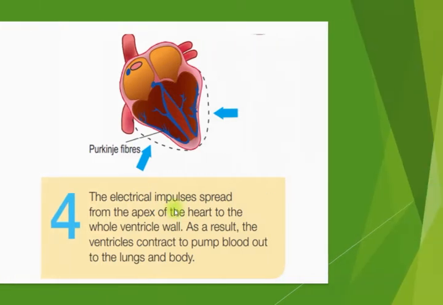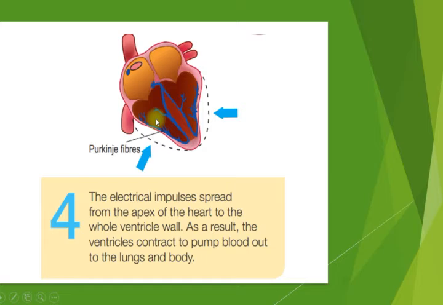Number four, the electrical impulse spreads from the apex of the heart to the whole ventricle wall. So now the electrical impulse spreads rapidly to the whole ventricle wall, and it will cause the ventricles to contract.